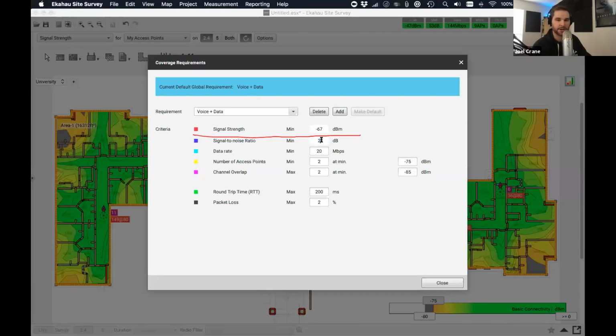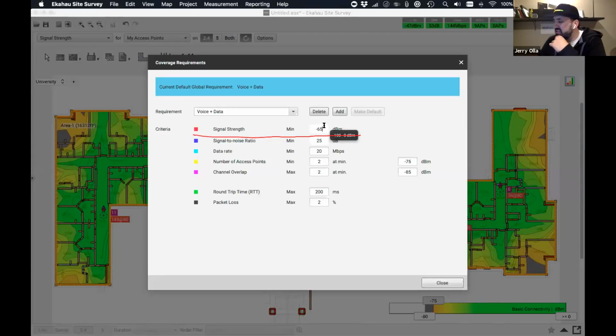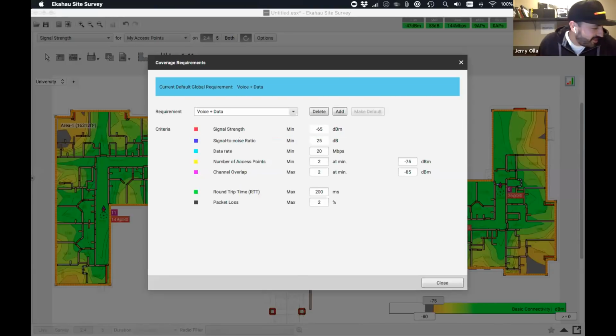Let's increase SNR to 25 dB. I don't necessarily think that we need to do this in this environment. 25 dB, I agree with, but for signal strength, I see -65 is pretty common as well. I'm going to leave it at -67 unless, I don't know, Fabiano says to go ahead and do -65. Should we bump it to -65? Let's do it. Audience is driving. We're designing this to audience requirements.